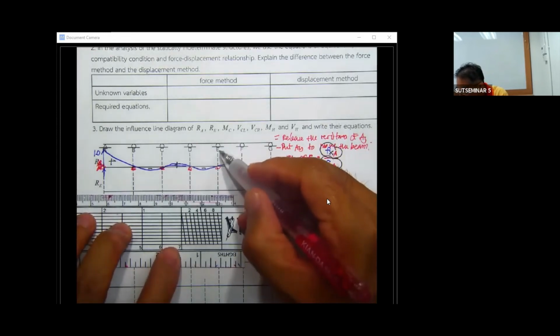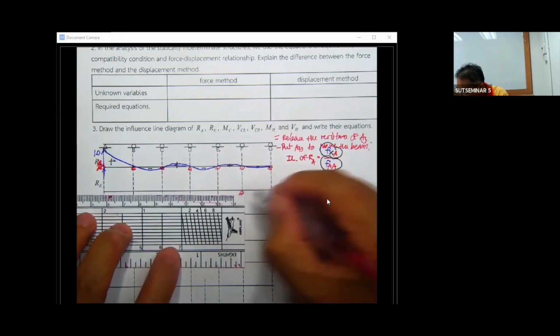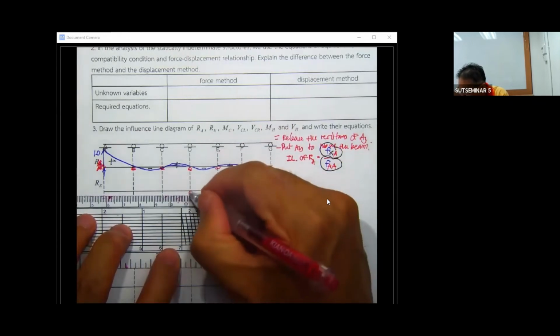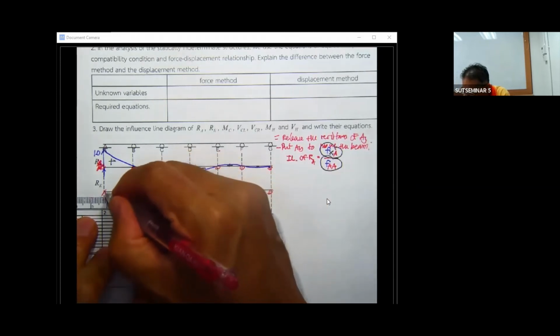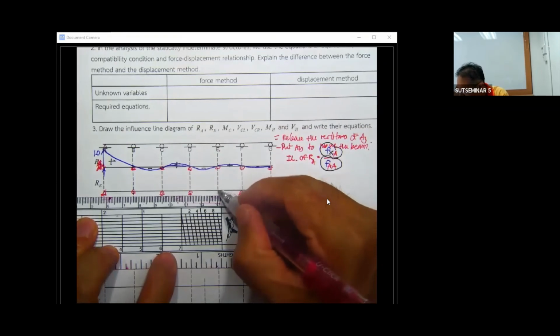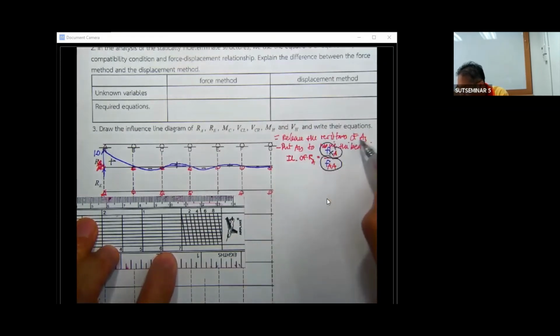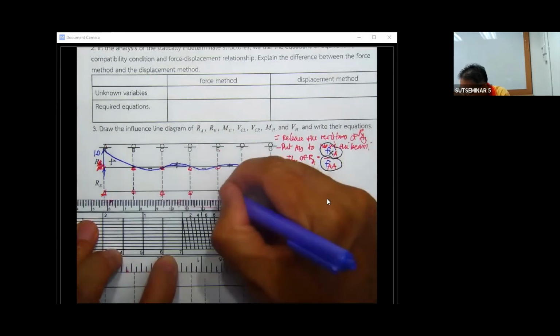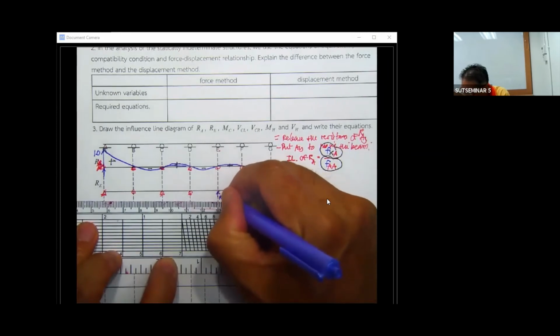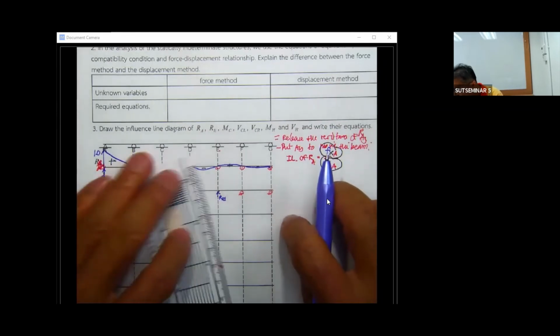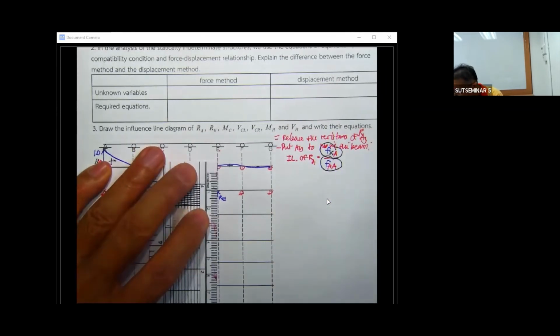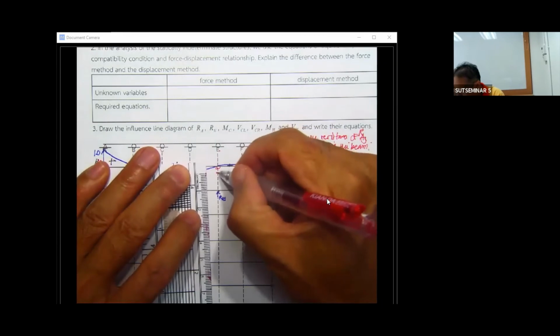Okay, next let us move to the point E. The point E is here. It is the same except at the point E, you have to release the resistance R sub E. Before, this was R sub A; now R sub E. Then you put this R sub E to move this one for 1 unit. Just move this one for 1 unit.